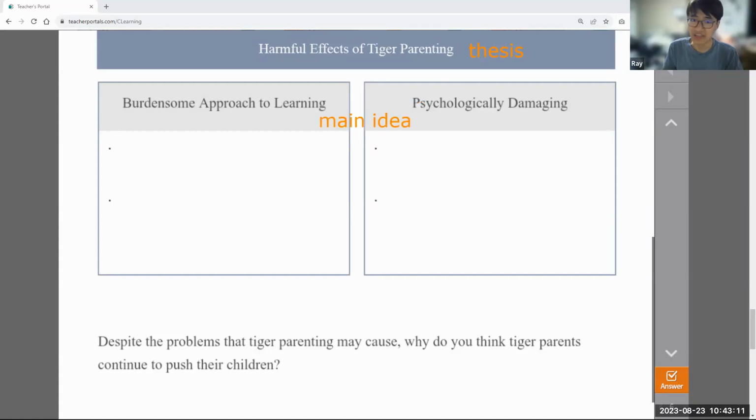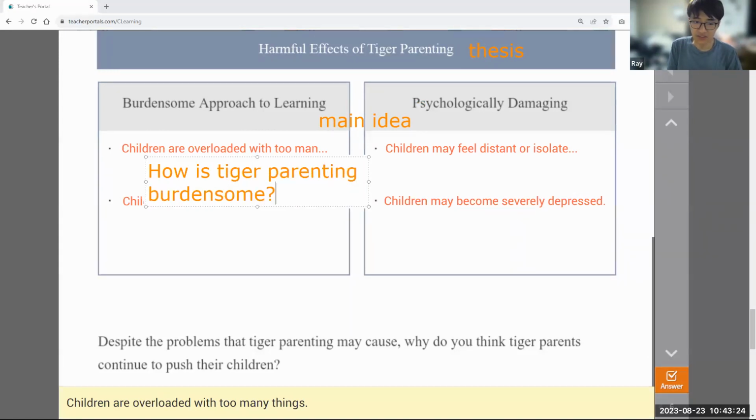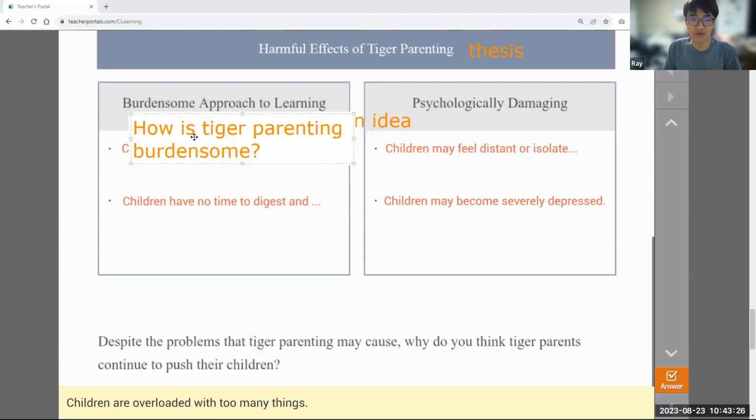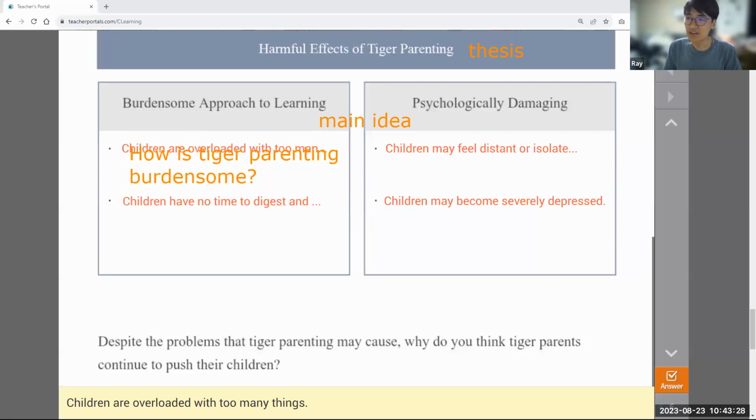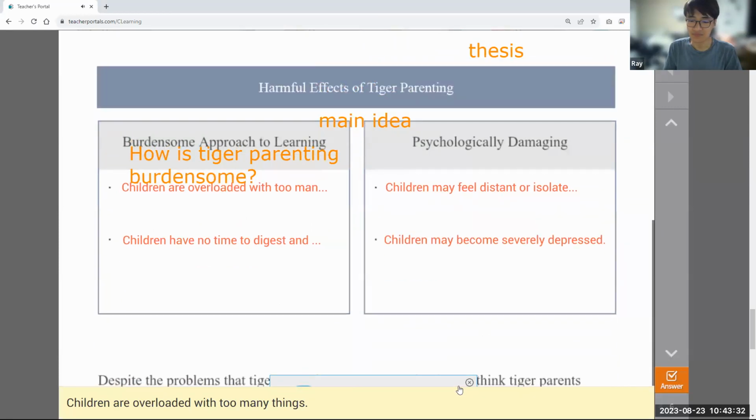All right, so an example of this would be like, here's the answers. Well, so we have a burdensome approach to learning. How is Tiger parenting burdensome? Then as you listen: more than 12 hours a day studying? That might sound like a nightmare to many students in Western countries.